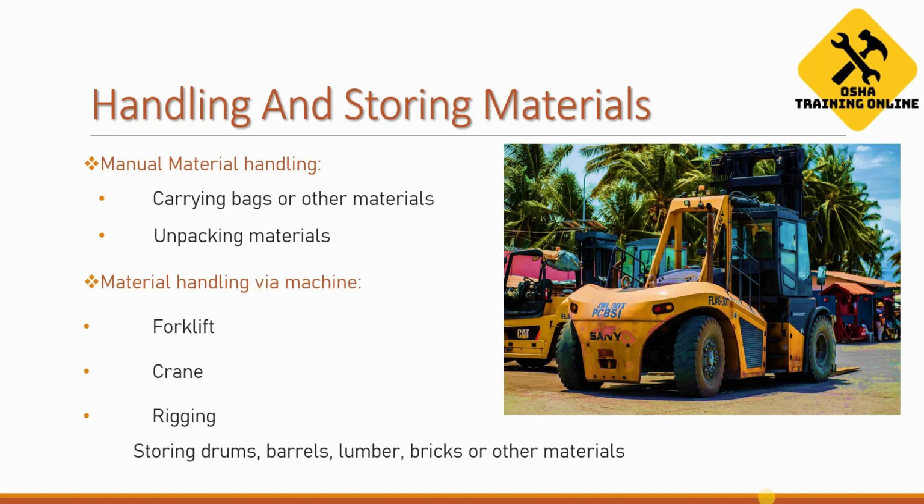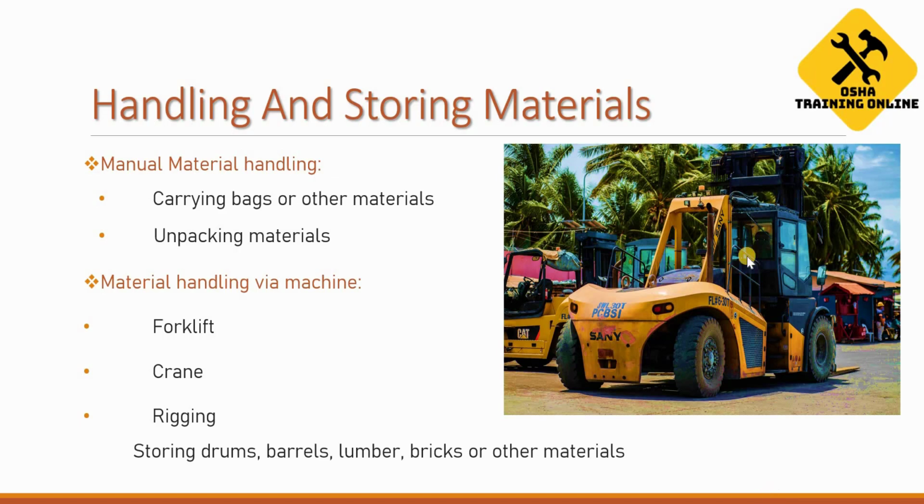Next is basically material handling via machine. Material can be handled via certain kinds of machines such as forklift, crane, and rigging. What is a forklift? A forklift is a certain kind of machine. You can see on the right side, this is a forklift, and it basically contains a pallet in front or on the back side. In this case, it has the pallet on the back side.